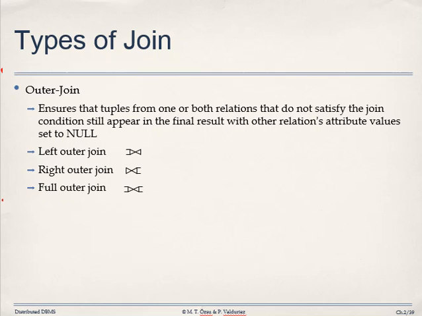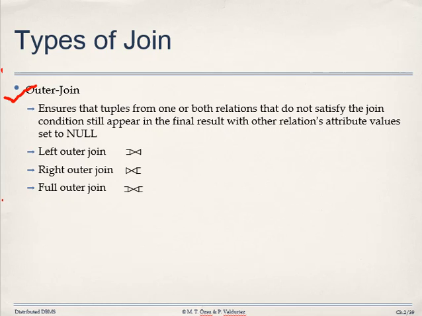Okay. So the next type of join is the outer join. It ensures that tuples from one or both relations that do not satisfy the join condition still appear in the final result, with the other relation's attribute values set to null. In the previous natural join and equijoin, we studied the case where only the matching records are displayed in the resultant table. But sometimes we need a particular record even if it is not matched with the other relation.